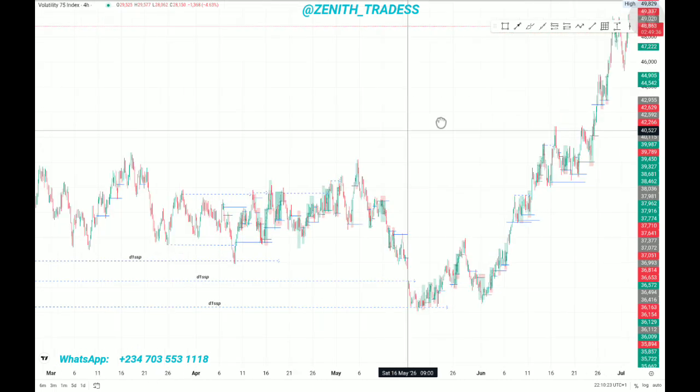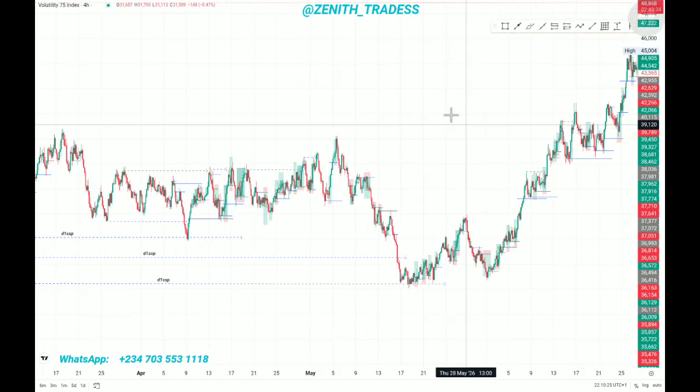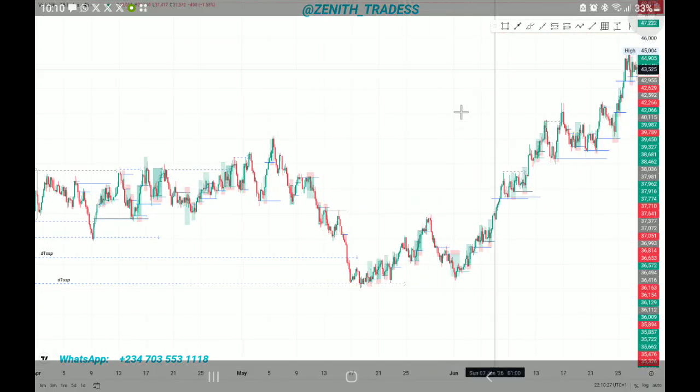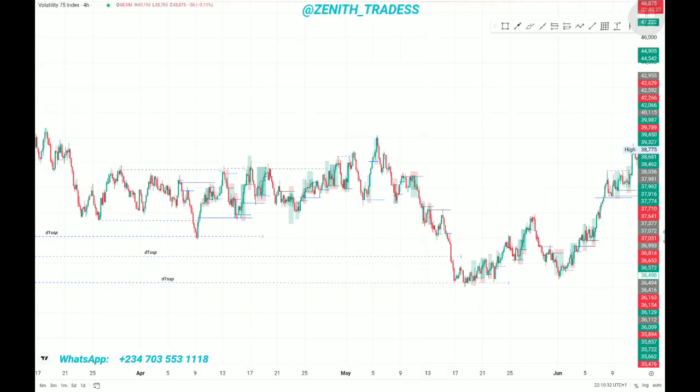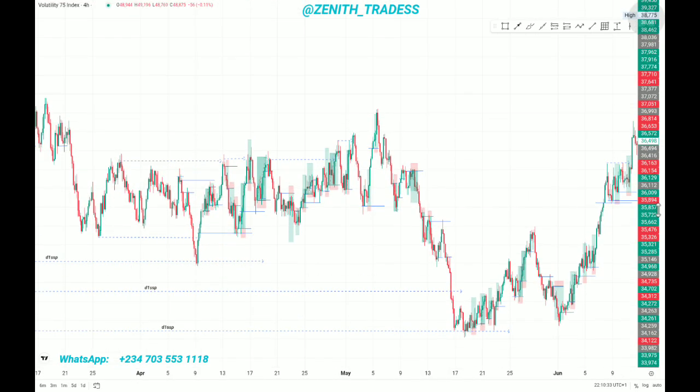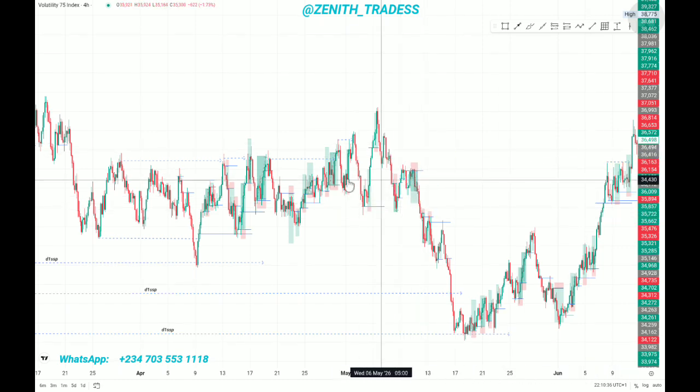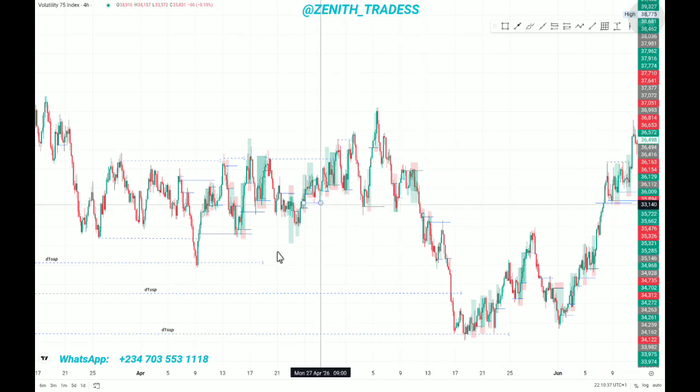But what I want to assure you is that every entry here is from opening prices alone. That is basically what we're trading in Zenith Trade now. Opening prices alone. All right. So these are the few trades I've not cleared, their previous buys that I've placed.